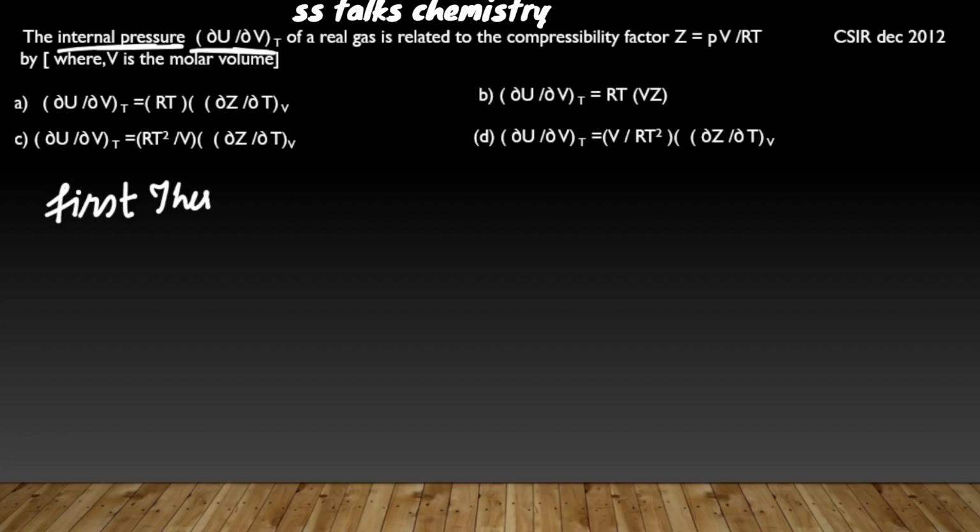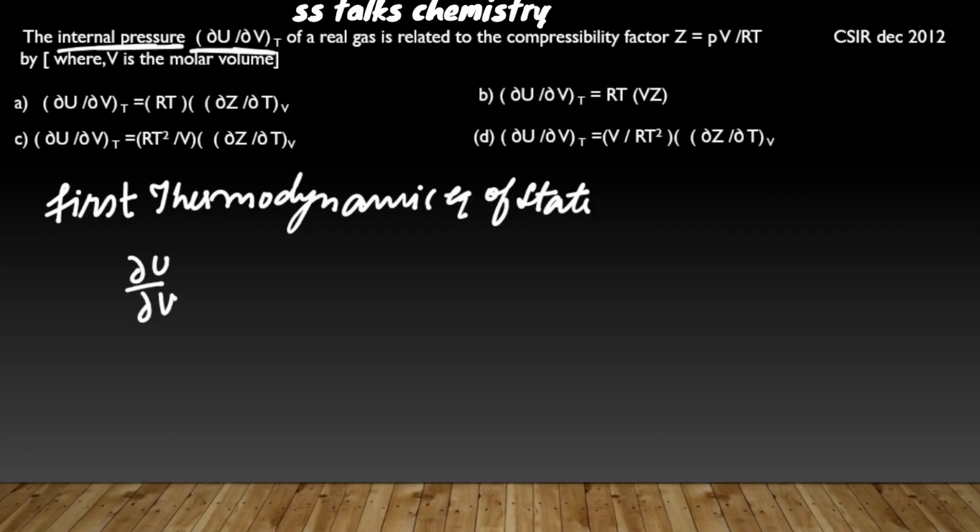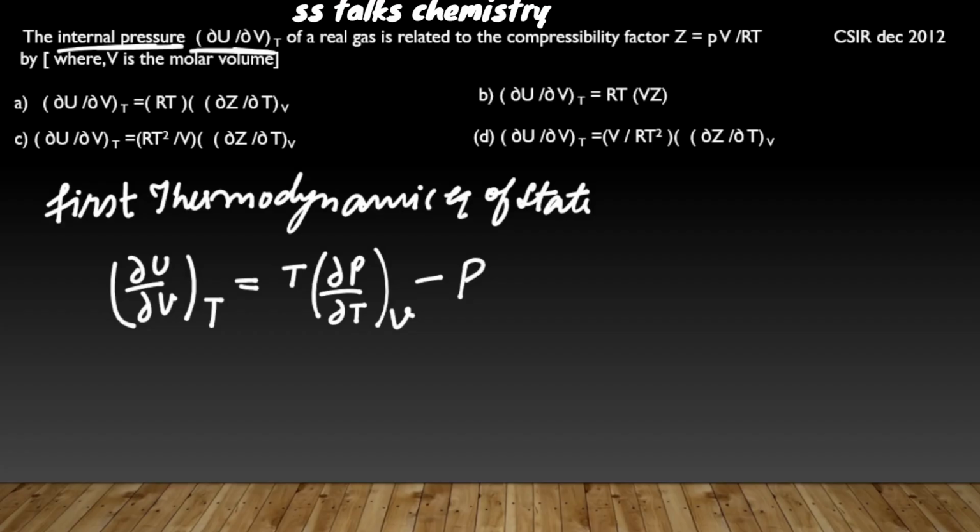First thermodynamic equation of state, we are having, according to which del U by del V at constant temperature is equal to temperature times something. Now this tells us about the pressure values. So this is del P by del T at constant volume. Now this has the units of pressure only. So pressure only can be subtracted from this. This is the value that you get.